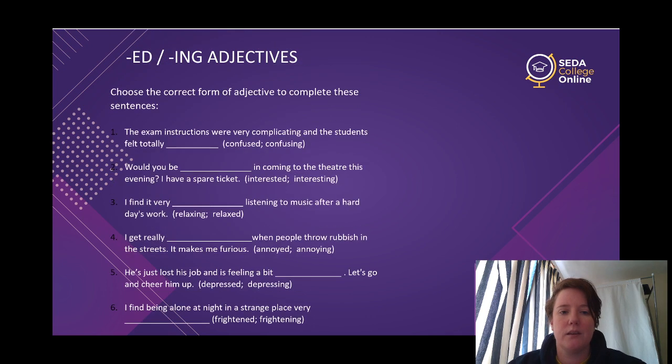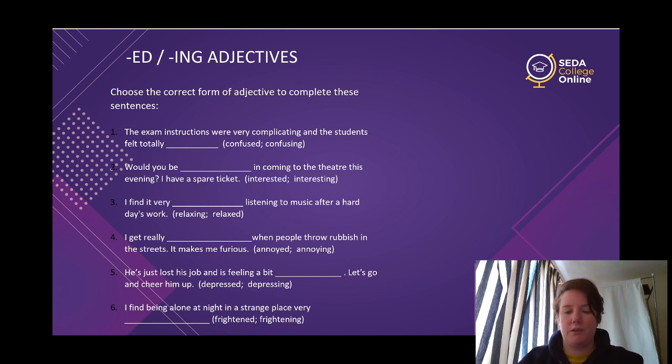So guys, remember when you're going through this exercise, -ed describes feelings and -ing explains the feelings of something, okay? So I want you to read, and I want you only to write down which answer is correct, okay?